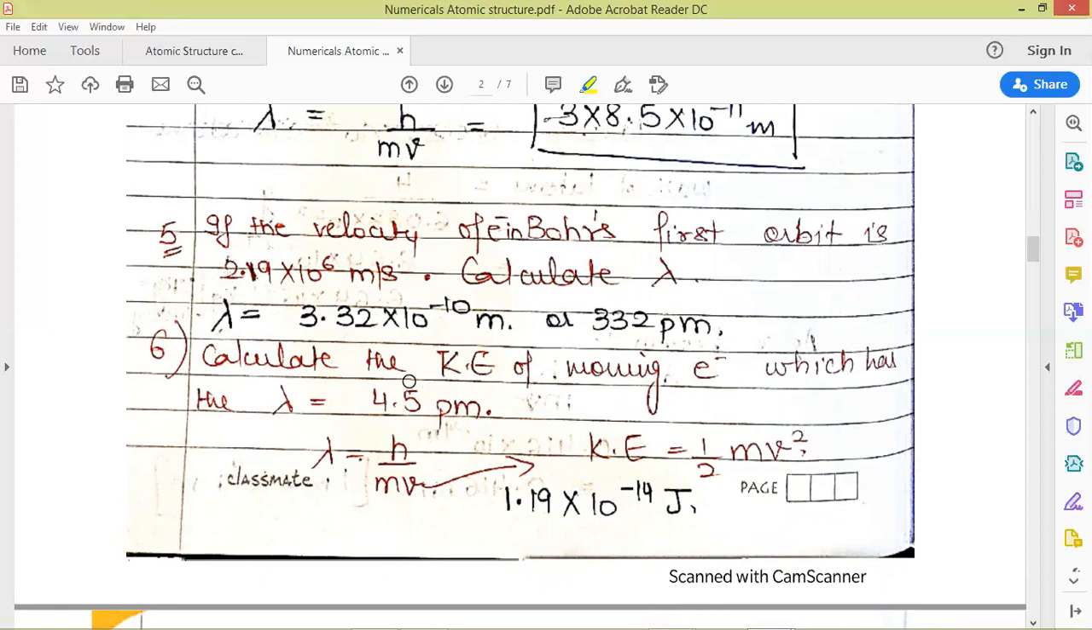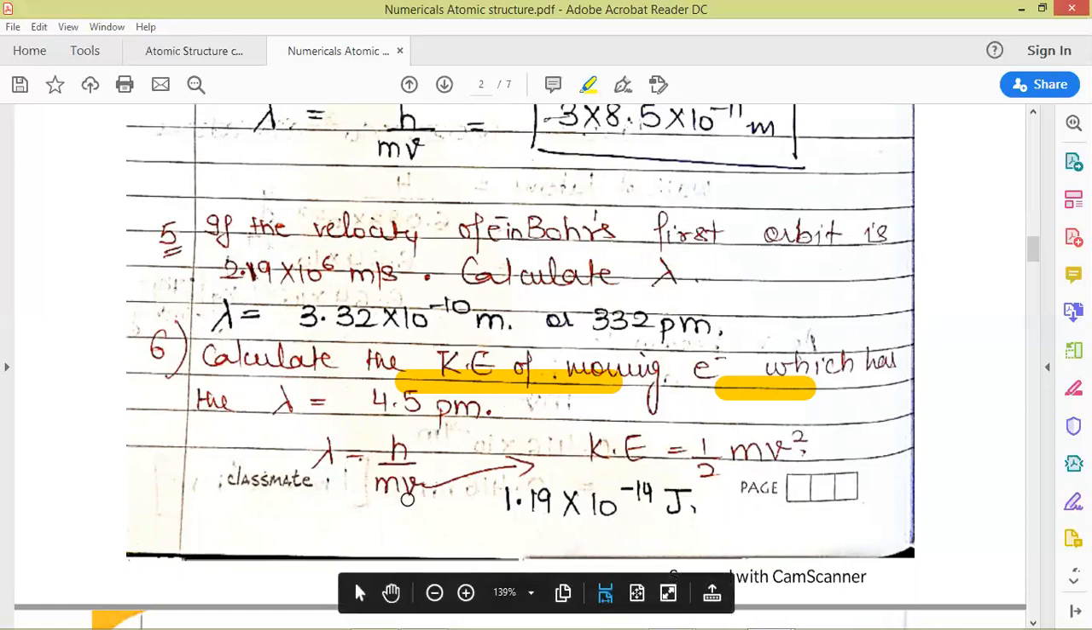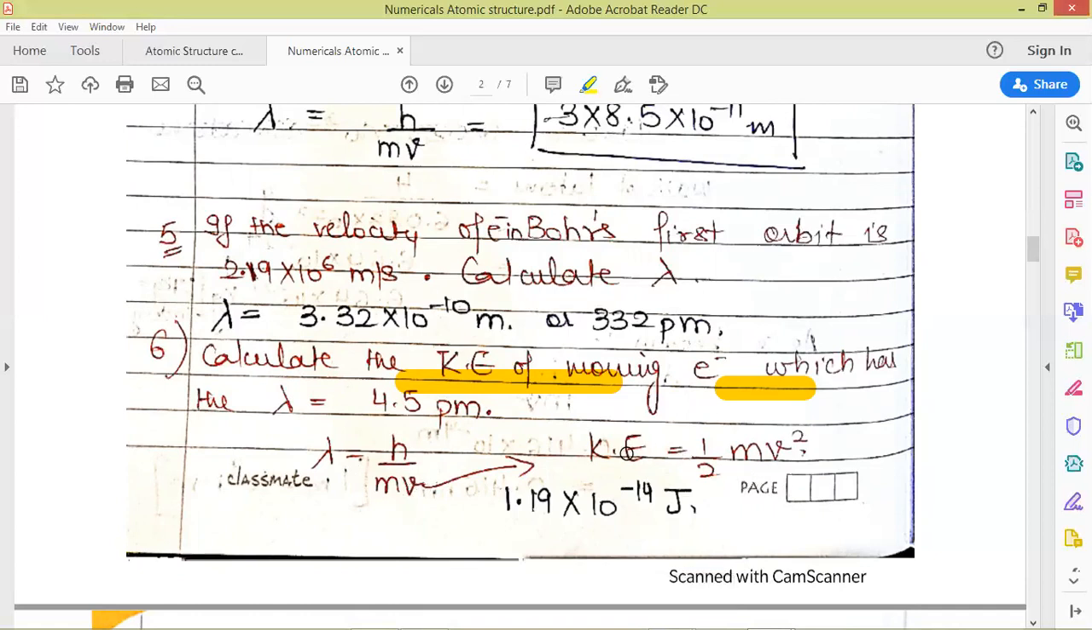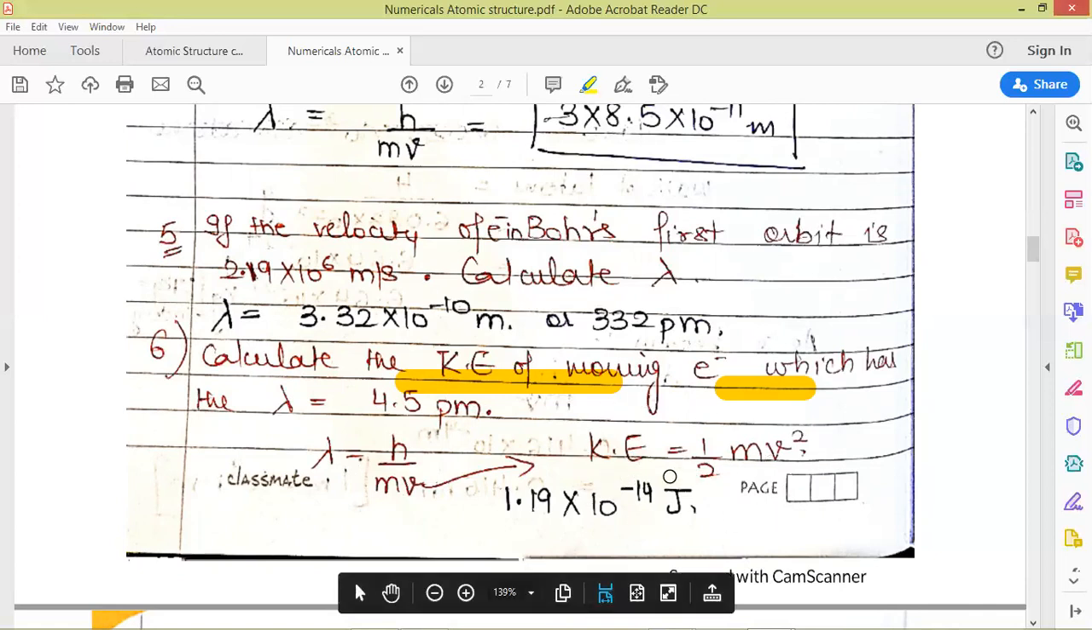Next question is, calculate the kinetic energy of moving electron which has lambda equal to 4.5 picometer. Here lambda is given, 4.5 picometer means 4.5 into 10 to the minus 12 meters. So first convert this to meters. From the value of lambda you can calculate the value of velocity. Then we put this value of velocity in the formula for kinetic energy, that is half mv square, and from here you will get energy value in joules.